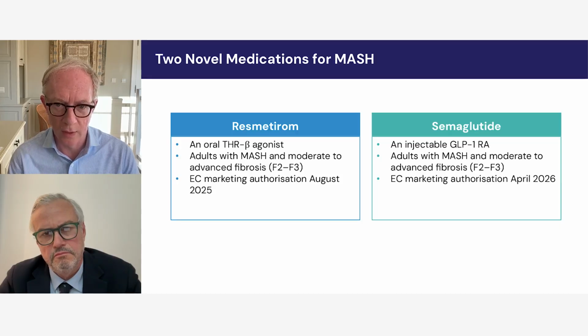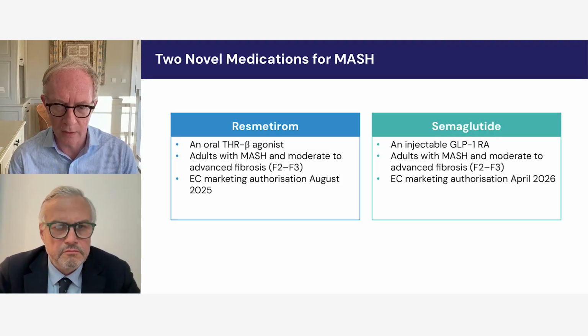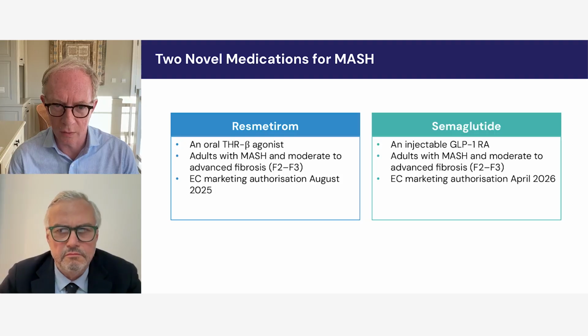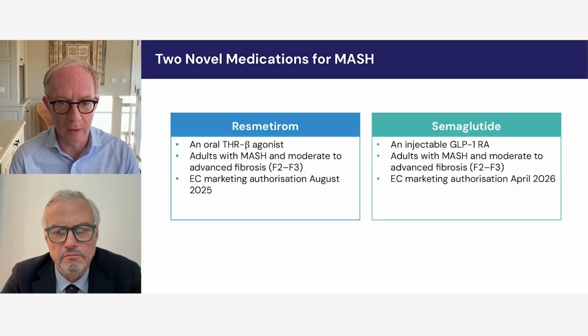So we have, first of all, resmetirom, which was based on a phase 3 trial, clearly efficacious in the treatment of patients with MASH and moderate to advanced fibrosis, so F2, F3. It's an oral thyroid hormone receptor beta agonist, and it got its European Commission marketing authorization already in August of last year. The second drug with positive phase 3 data in patients with MASH and moderate to advanced fibrosis, so again F2, F3, is semaglutide, the injectable GLP-1 receptor agonist that recently received a positive opinion by the European Medicines Agency. For both drugs, that marketing authorization is of course conditional. It's based on surrogate endpoints, so we still need to see the clinical outcomes in the long run to get definitive approval.